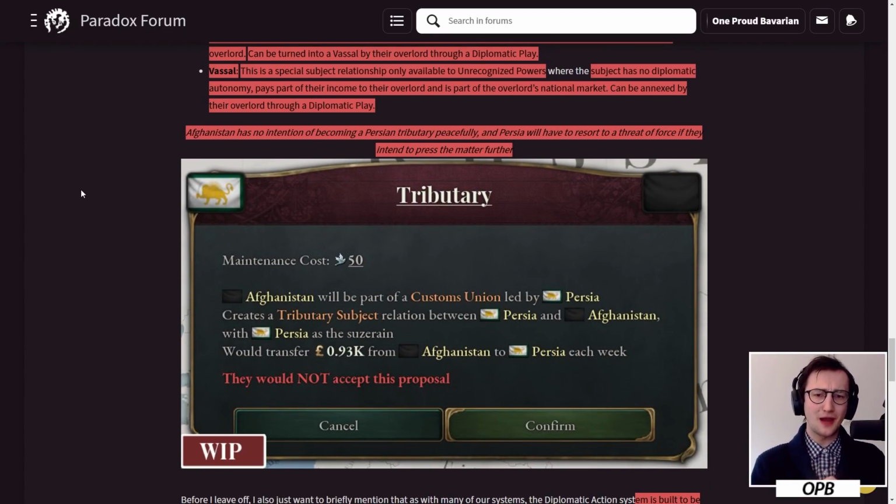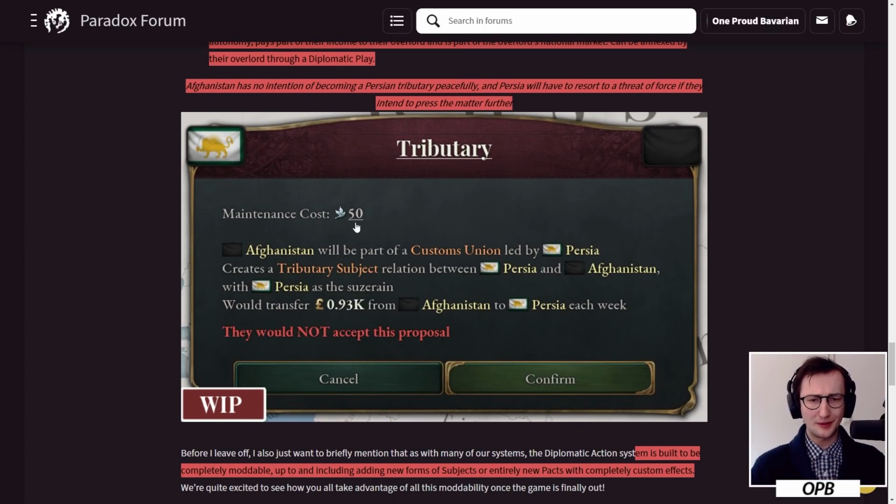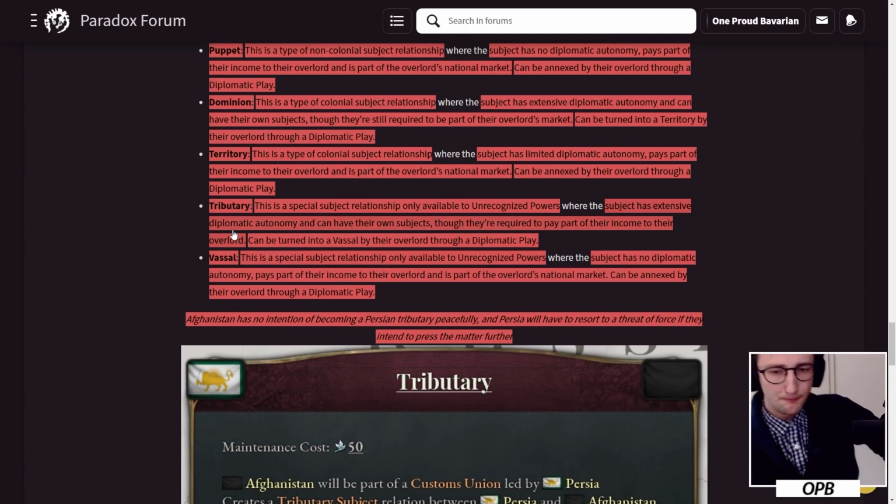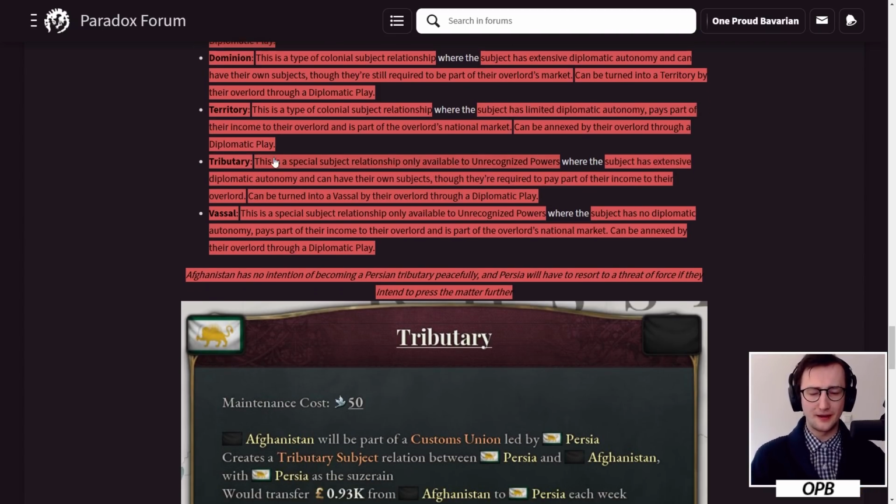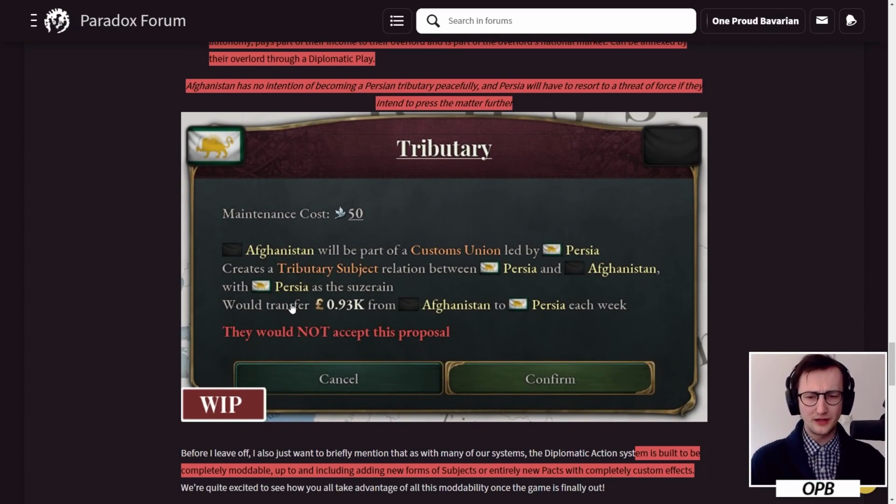As you can see right here, Afghanistan has no intention of becoming a Persian tributary peacefully, and Persia will have to resort to a threat of force if they intend to press the matter further. Maintenance cost is basically 50. Afghanistan will be a part of the customs union led by Persia, and it creates a tributary subject relation between Persia and Afghanistan. You can see right here, Persia and Afghanistan are of course unrecognized, and Afghanistan would be transferring 0.93k, so $930, every week to Persia.